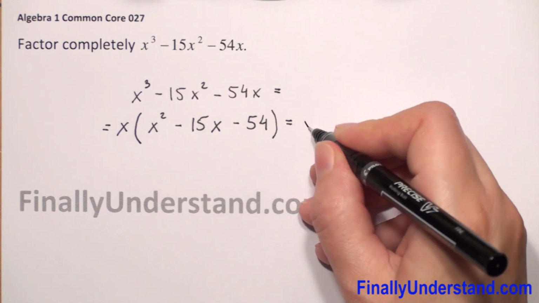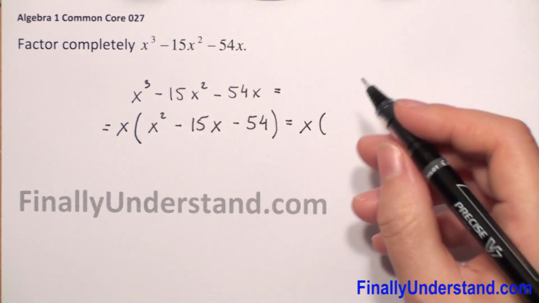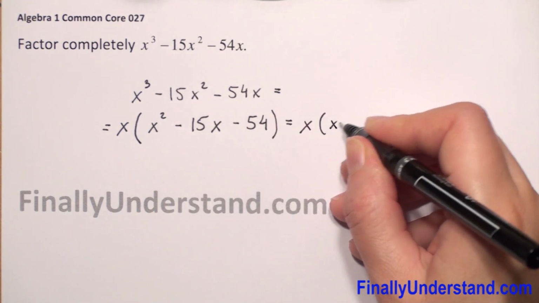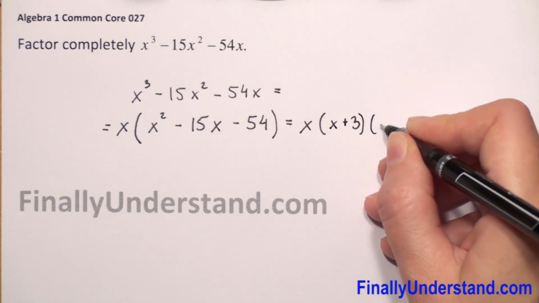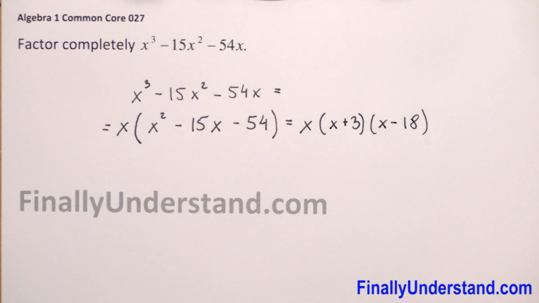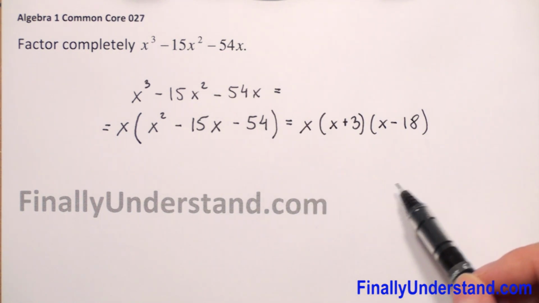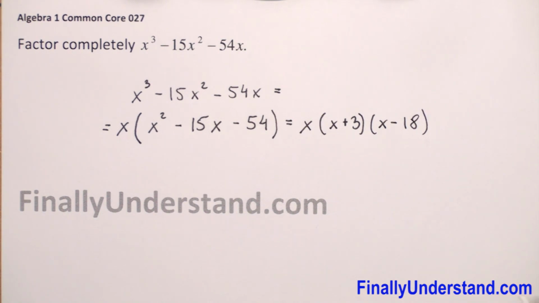So x we copy, and now we rewrite the expression in parentheses as x plus 3 times x minus 18. And we factor completely our expression. We cannot do anything more here. This is my solution.